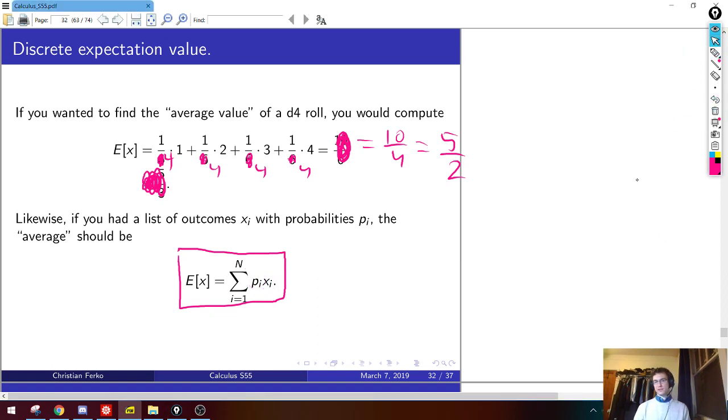Good. So I have to check. For example, would the average of 2 D4s be equal to twice the average of a single D4? Yes, because they're independent events. Okay. We can prove this. Expectation value sums, that's how it works. Yeah. You can split them.